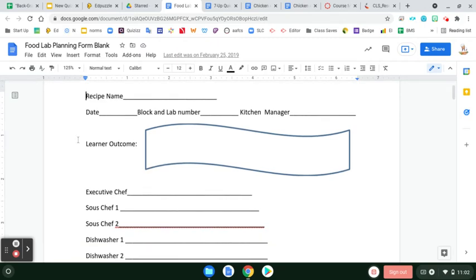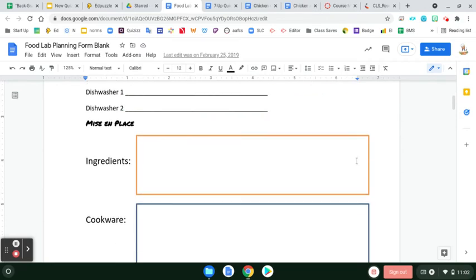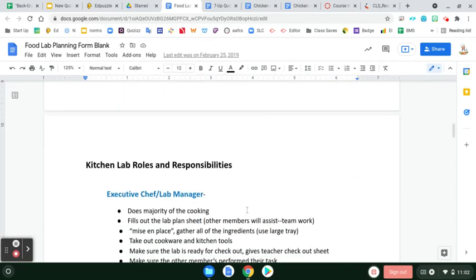For every lab, you have a learner outcome. Essentially, this means why are we doing this lab? What is the purpose of this lab? When it comes to the duties of the lab, they are outlined below.